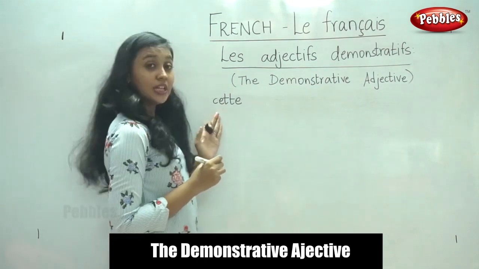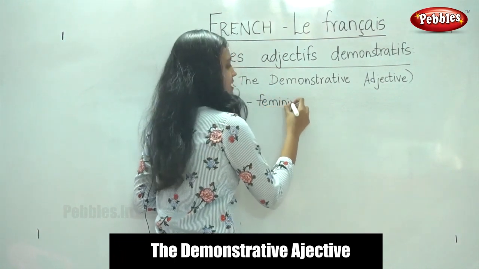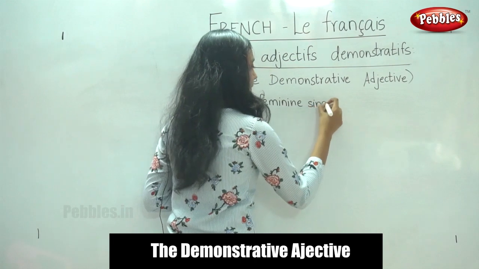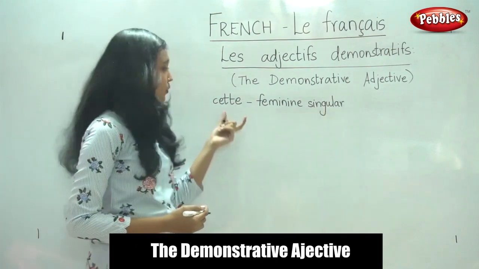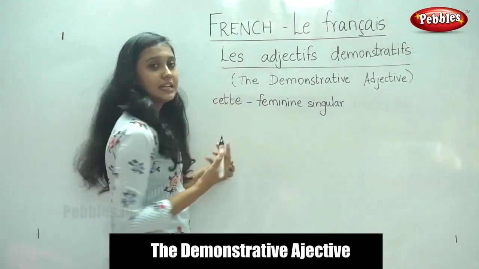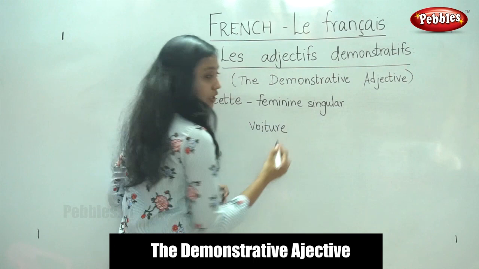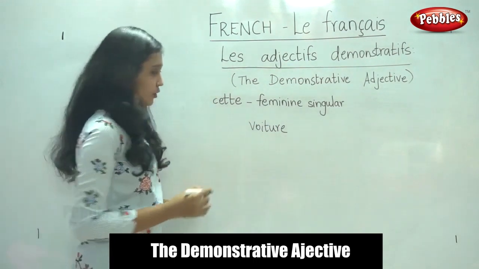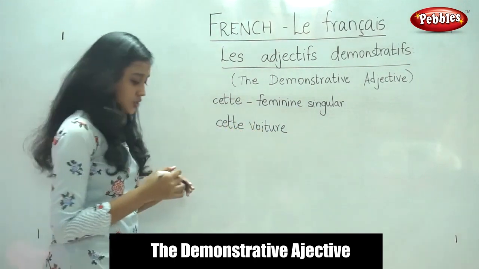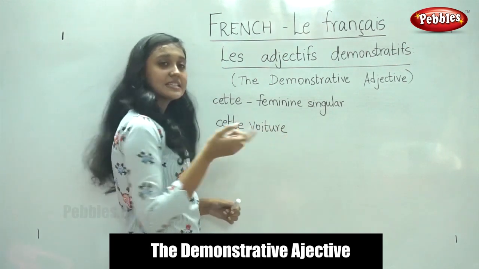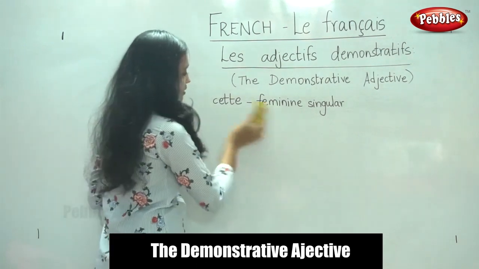Cette. Now this word is used before a noun that is feminine singular. So before a noun that is feminine singular, we would use cette. So let us take the example of a car, voiture. We know this is in the feminine singular form. So we would use cette. So have you understood? We just have to see the noun, see whether it is masculine or feminine, singular or plural, similar to what we have learned before.